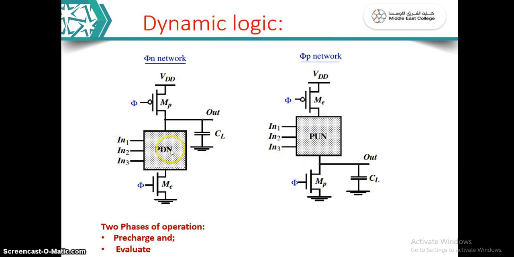So either you need a pull down network with two additional transistors, or you need a pull up network of CMOS with two additional transistors. In static CMOS you use 2n transistors because you need both pull down and pull up networks. If n inputs are there, you need 2n transistors. But here if you have n inputs, you need only n plus 2 transistors. So there is a significant reduction in the number of transistors when you go for dynamic logic.